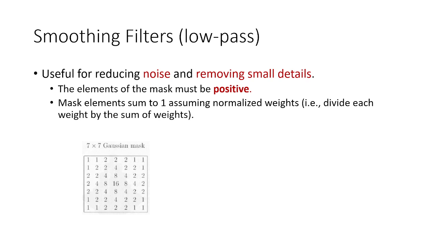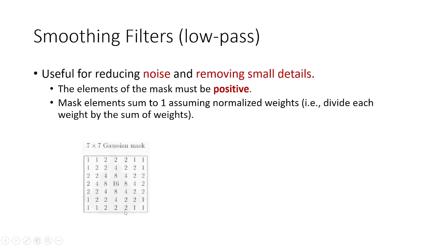The elements of the mask have to be positive, that is a Gaussian mask. This is a Gaussian mask, 7 by 7. The elements sum to 1, assuming normalized weights, each divided by the sum of weights.